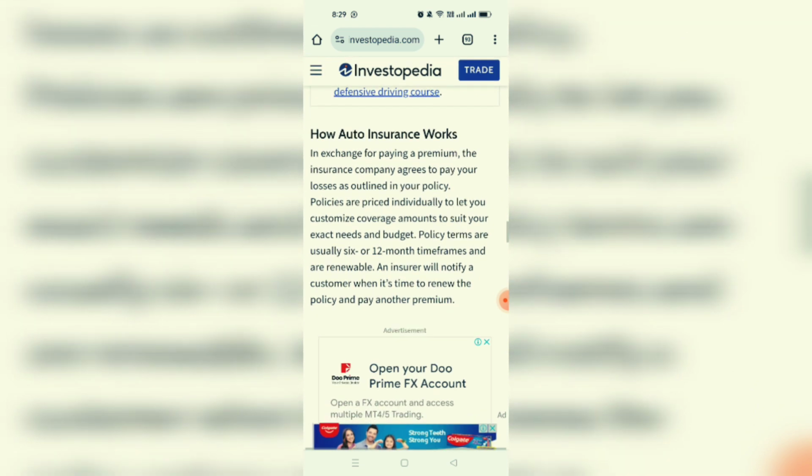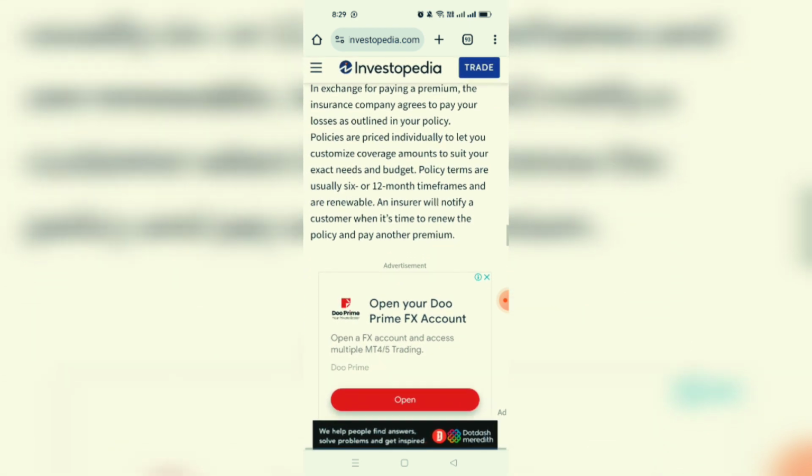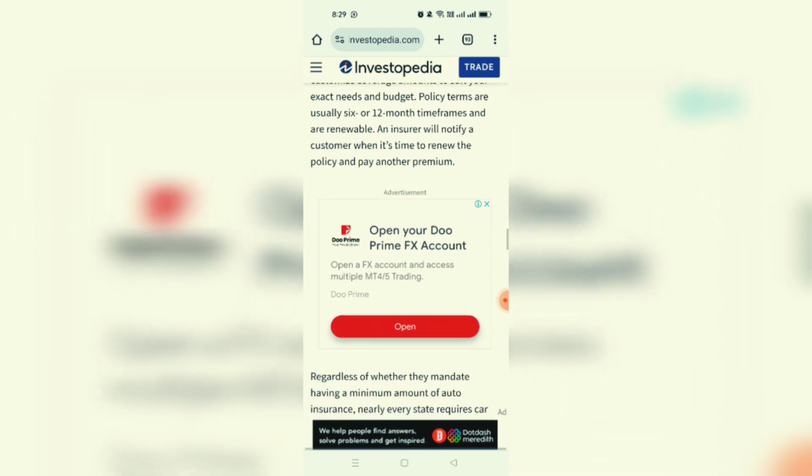How does insurance work? In exchange for paying a premium, the insurance company agrees to pay your losses as outlined in your policy. Policies are priced individually to let you customize coverage to suit your exact needs and budget. Policy terms are usually 6 months or 12 months and renewable. An insurer will notify a customer when it's time to renew the policy and pay another premium.